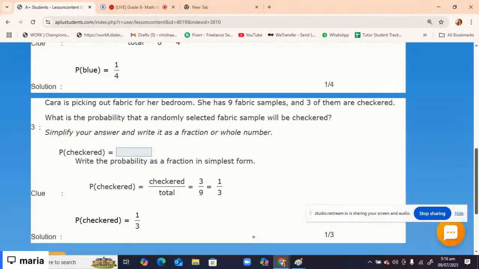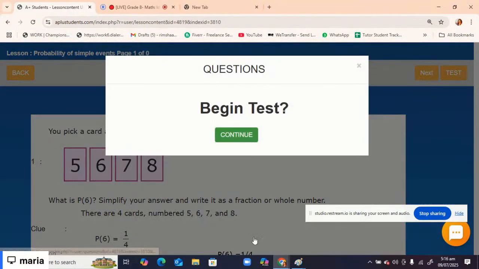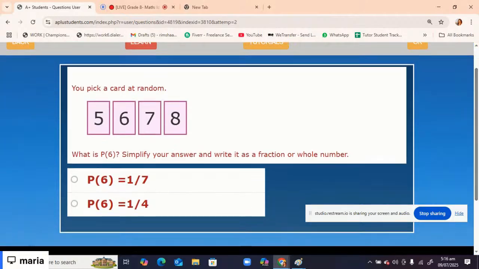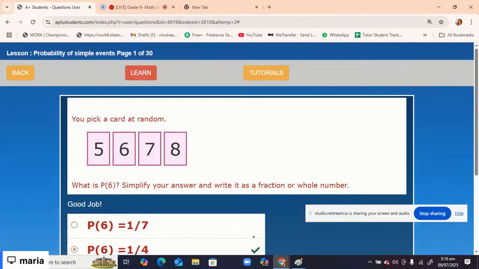Let's do this one next. Let's discuss the test questions now. You guys tell me the answer. You pick a card at random. What is the probability of 6? Simplify your answer and write it as a fraction or whole number. First of all, tell me how many total cards are there? There are 4 total cards. Okay, and how many cards are 6? Only one. So the chosen number we put on the top, and the total number we put on the bottom. So it's 1 by 4, and that is here. Let's see the answer, and this is right.